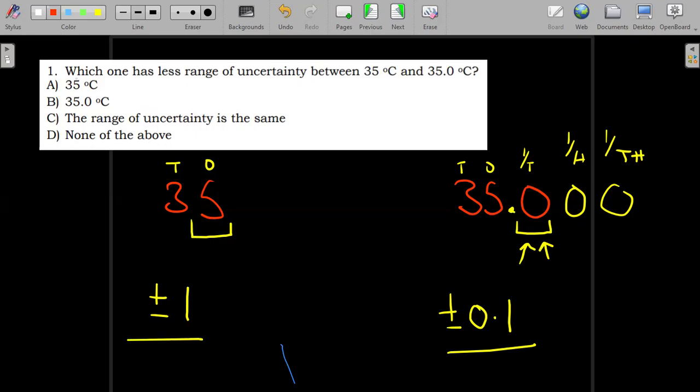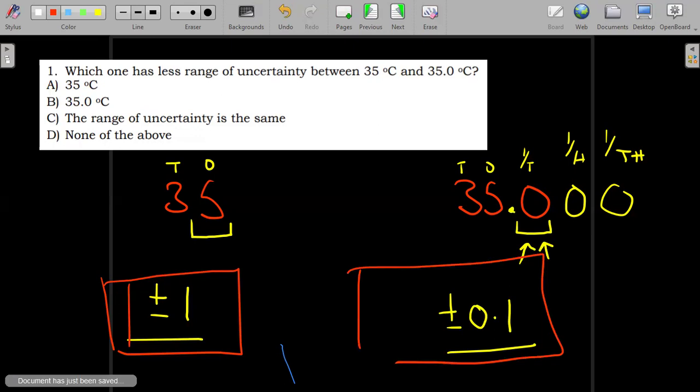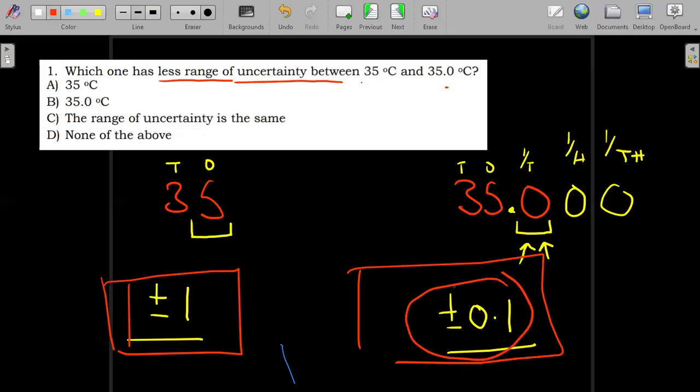So between these two uncertainties, which one is smaller? Here we are asking which one has the smaller range of uncertainty. So you just get the one that has the lower uncertainty. The one with the lowest uncertainty is 35.0 degrees Celsius, so your answer here is just going to be B. I've explained everything you need to know to identify the uncertain digit. Any questions on question 1?